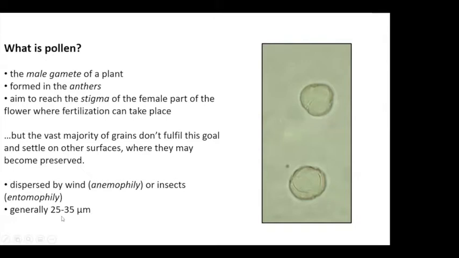In terms of the size of these objects, we're generally talking about them being in the range 25 to 35 microns. A micron is a millionth of a meter. And so obviously these objects are microscopic. They are not visible to the naked eye, and you need to use a microscope to observe them. We'll talk about that in a little bit more detail in a moment.